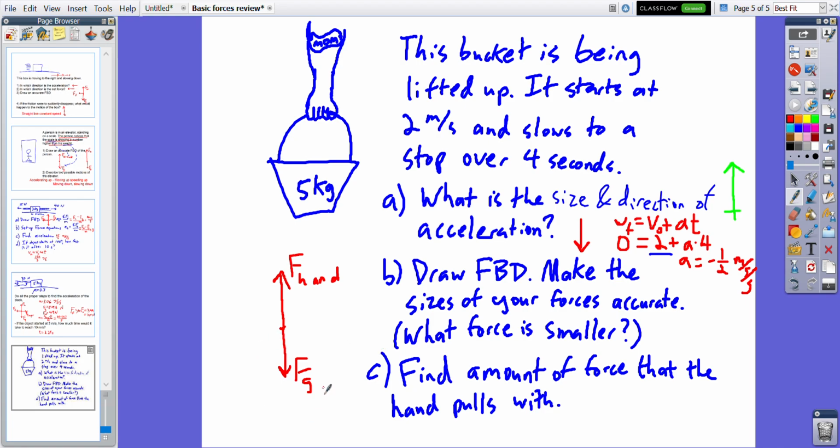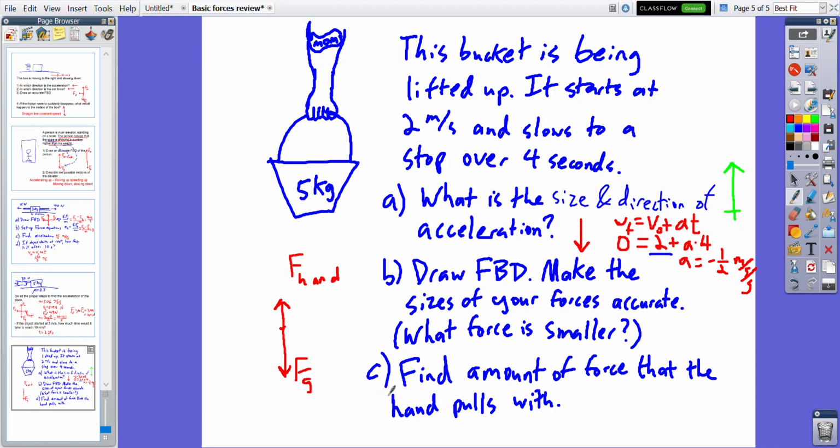So it looks like I could extend the gravity arrow, but if you remember, I like to not change gravity, because gravity never really changes, since it depends on the mass of the bucket. The mass of the bucket didn't change, so the gravity doesn't change. So what I'm going to do is adjust the other arrows to fix it. The only way I can have an acceleration down is if the F of the hand is smaller than the F of the gravity. Okay?